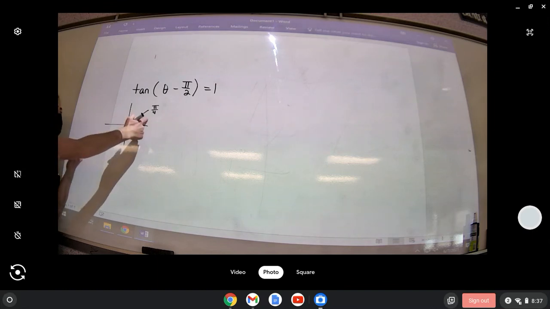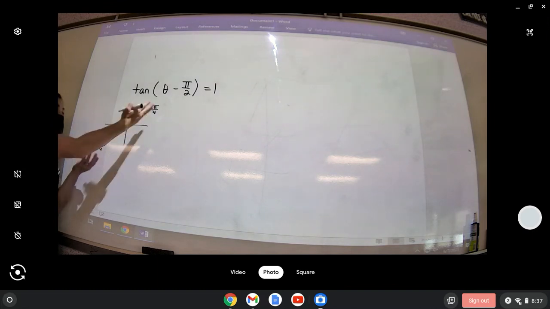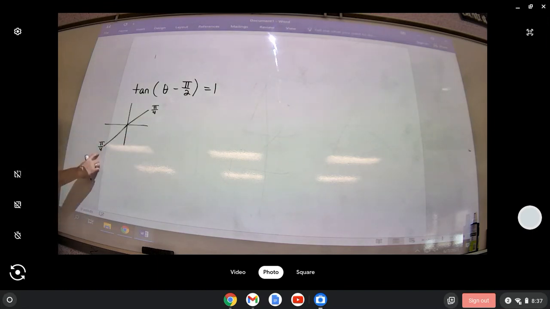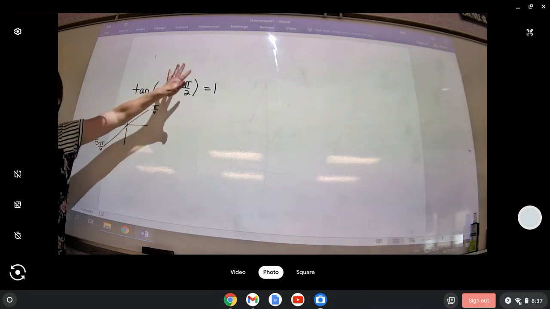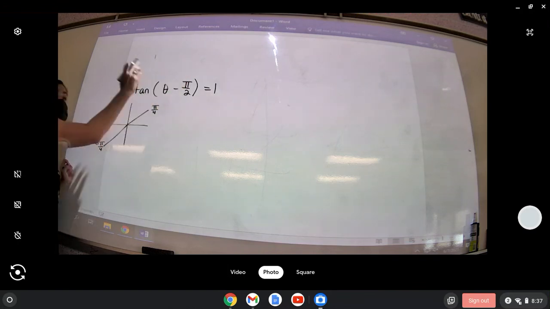So guys, what multiple of pi over 4 is in quadrant 1? Pi over 4. But what multiple of pi over 4 is in quadrant 3? Guys, if this is pi, then that's 4 pi over 4. So who's the one that's 1 pi over 4 past it? 5 pi over 4. So that means the angles that would have made this equation true are pi over 4 and 5 pi over 4. But guys, those are only the angles that would have made it true if this was just theta. It wasn't just theta. It's theta minus pi over 2.